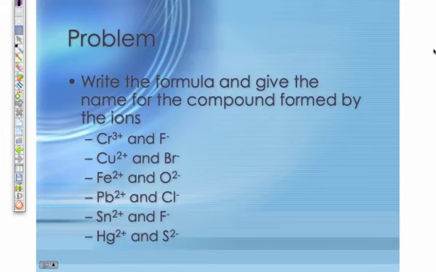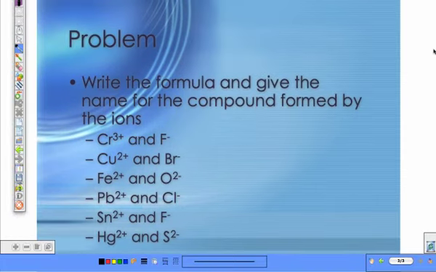So let's write the formulas and give the names of the compounds formed by these ions. So Cr3+ and F-. What would be the formula first? And what would be the name? Okay, can chromium form more than one ion? Yes, so we need to just put chromium(III) fluoride.